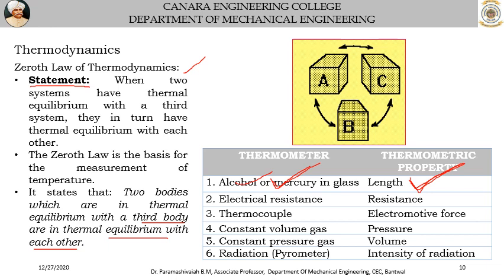Then electrical resistance. Whenever there is a change in the temperature, the resistance of the substance also changes. Then the temperature change decides the change in resistance. If we can measure the resistance, indirectly we can measure the temperature. That property is used.